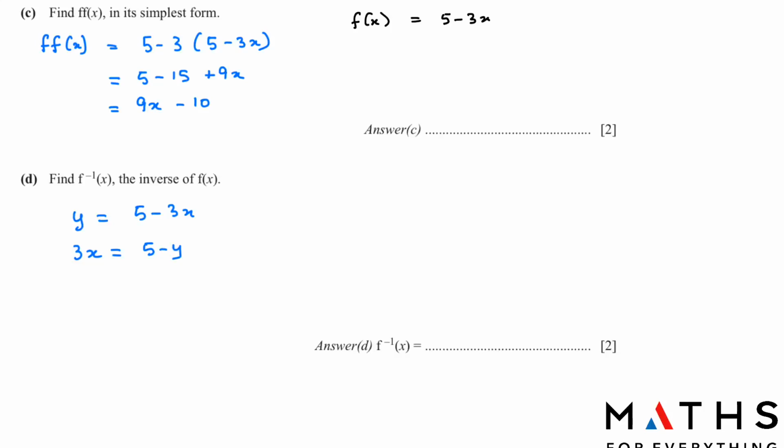To make x the subject, we'll have to remove the 3 to the other side. This is a multiply. So when you shift it to the other side, it's going to be a divide. 5 minus y divided by 3. Now that your x is alone, you have finished the question. The only thing remaining is in place of x, we are going to write f inverse x. And in place of y, we are going to substitute x. So f inverse x is equal to 5 minus x over 3.